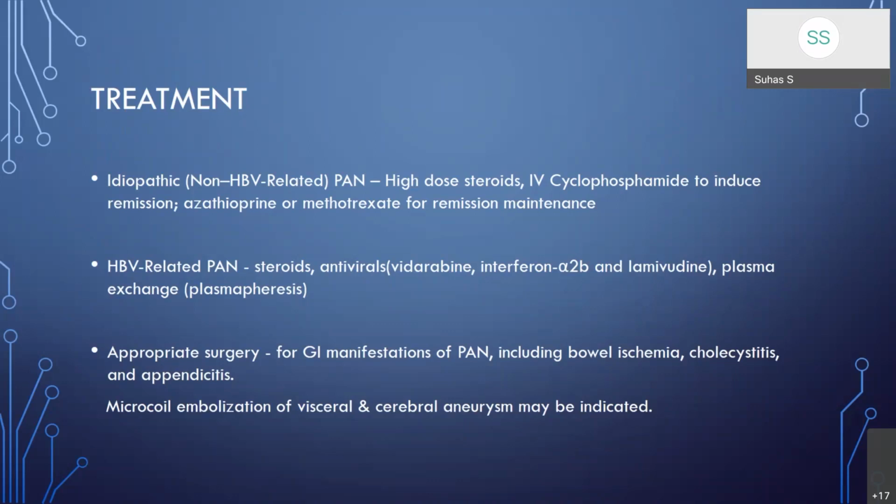Patient might need appropriate surgery in case of GI manifestations, in case of bowel ischemia, cholecystitis or appendicitis. Microcoil embolization of visceral and cerebral aneurysms may be indicated. If patient presents with limb-threatening ischemia, if suitable target vessels are present, we can consider these patients for bypass procedure when the disease is in a quiescent stage under the cover of immunosuppressants.